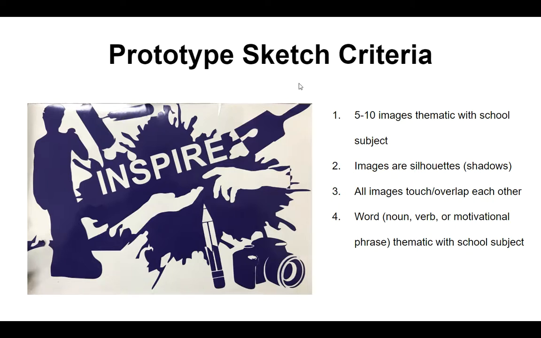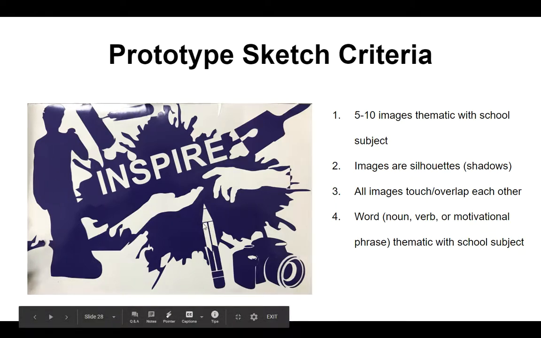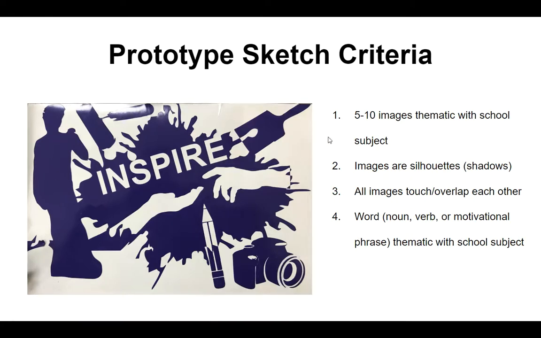So to make your prototype sketch, you're going to have 5 to 10 images thematic with the school subject. Again, all the images should be silhouettes, which means they're shadows or just a complete contour line without any details on the inside. All your images should touch or overlap each other. You can see how some of these on the outside are touching and some of these are overlapping the inside. That's fine. You want to make sure that you choose a word, noun, or verb that's a motivational phrase that is thematic with your school subject. You could certainly write art, you could certainly write social studies or science or ELA or Spanish, but I want you to focus on maybe something more unique and motivational than just that.